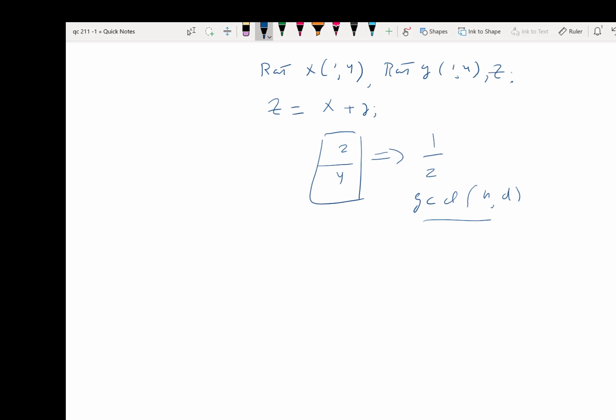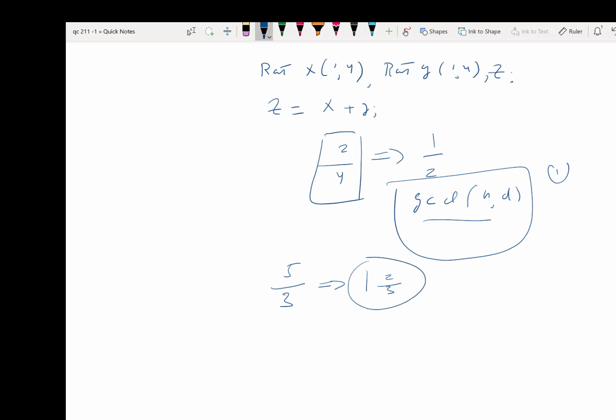Not only that, let's say I add 2 numbers, and x and y are rational numbers, right? So this is the first problem: when I have to do the reduction. And then the second problem is, let's say I have a fraction that's 5 thirds, right? So it's a mixed number. It's going to give me 1 and 2 thirds. So I'm going to ask you to print these things out, but I don't want you to print it as 5 thirds. I want you to print it as 1 and 2 thirds.